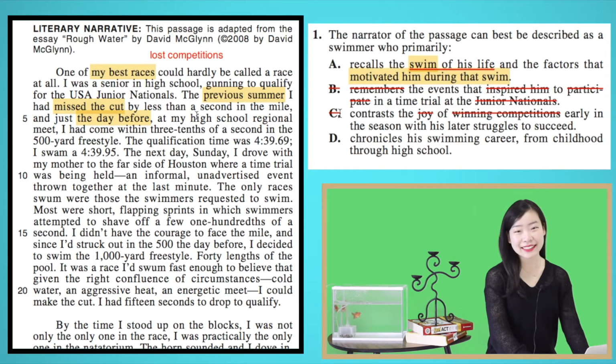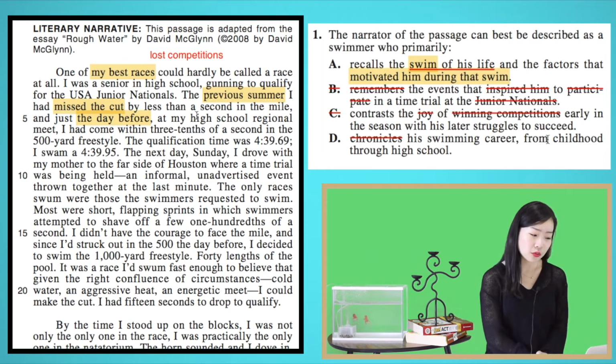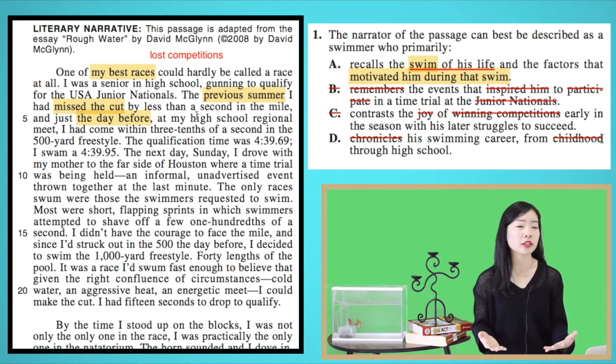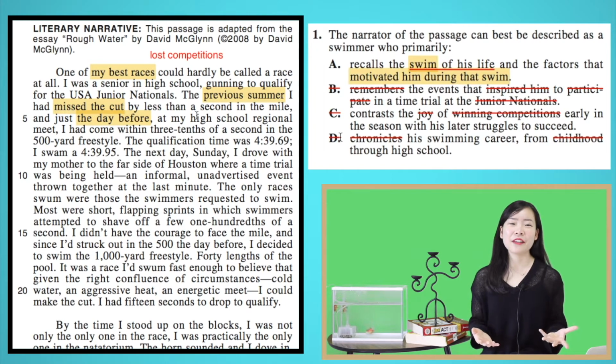Moving on to D. Again, this passage focuses on the present, so the words chronicle and childhood don't sound right. He never talked about his childhood. So let's cross out D. And we have A left. If you see what I did here, even if I'm pretty sure that A is the correct answer, I still went through all the options and eliminated them before going back to A. And this helps me avoid making stupid errors for trick questions.